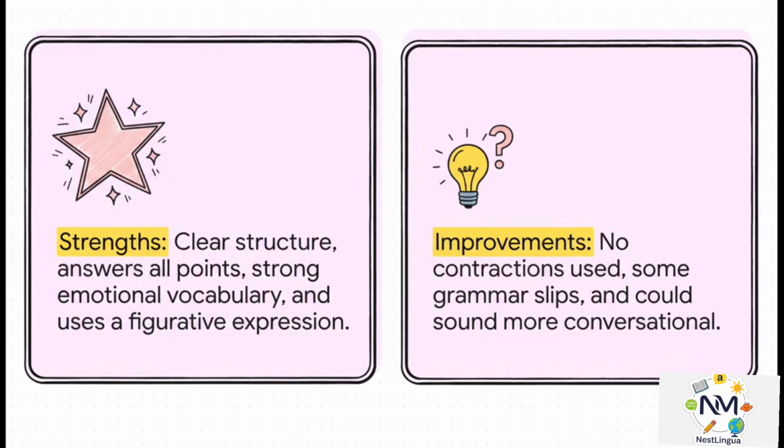So, let's sum it up for student A. The strengths are awesome. The structure's great, they answered all parts of the question, and the vocabulary is really strong. Now, what about improvements? Well, the biggest missed opportunity here is contractions. Using words like it's or we're would instantly make this email feel warmer and more conversational, which is exactly what we want for informal writing. A couple of small grammar fixes would make it even better, but overall, a really strong attempt.